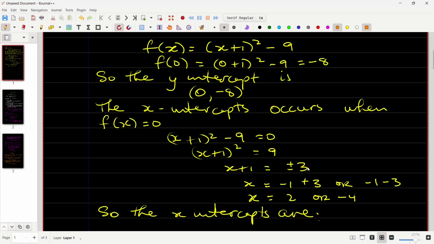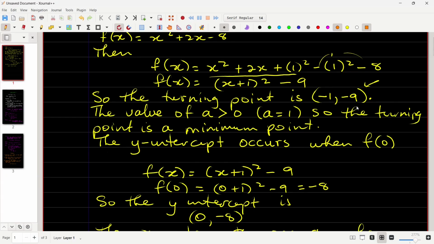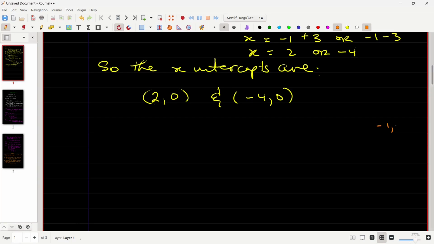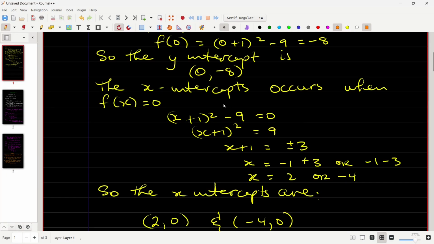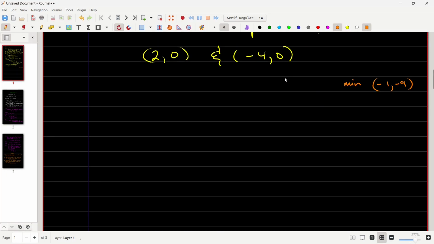So my points are as follows. We have negative 1, negative 9, a minimum. We have this y-intercept, 0, negative 8. And then we have these values here. We're looking at the x values, and we notice that the x values run from 0 to 2 to negative 4. So we need x values that go from negative 4 to 2. And when we look at the y values, we're seeing that the y values go to negative 9. So we need to have the curve a little bit like this.